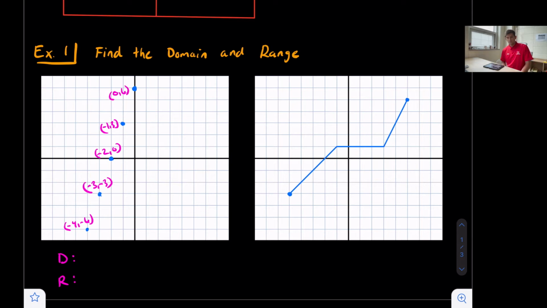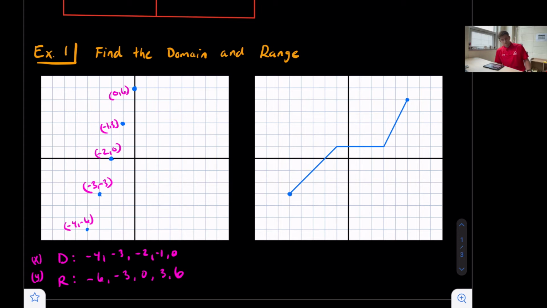All right, so for our domain, we're going to list all of our x values in increasing order. So we're going to say negative 4, negative 3, negative 2, negative 1, and 0. For our range, we will write those also in increasing order. So for our range, we have negative 6, negative 3, 0, 3, and 6. So domain, those are our x values. Range, those are our y values.